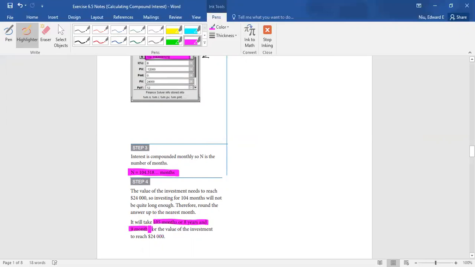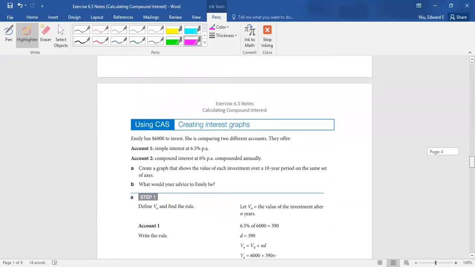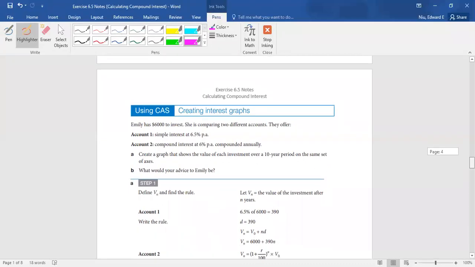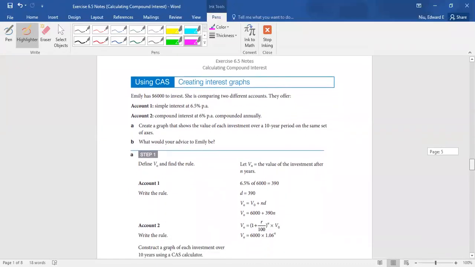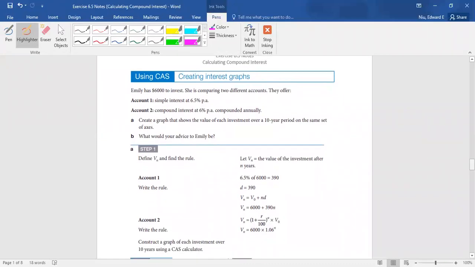All right, so I'm hoping that's making sense. Let's take a look at another CAS example. Whenever we have compound interest, the graph's going to look a little bit different. So Emily has $6,000 to invest.